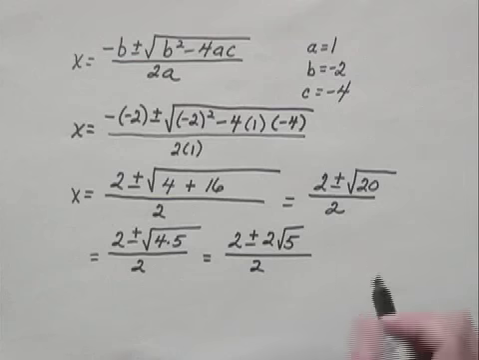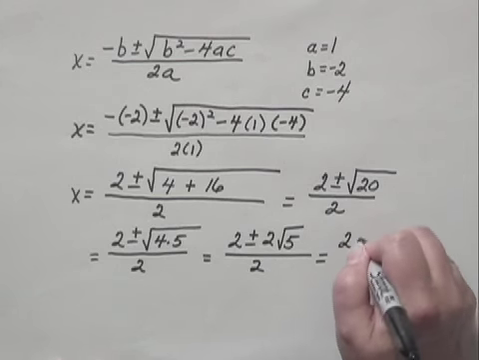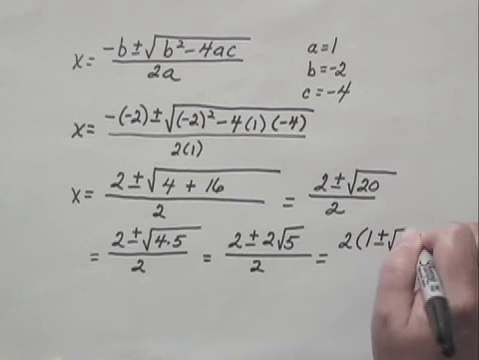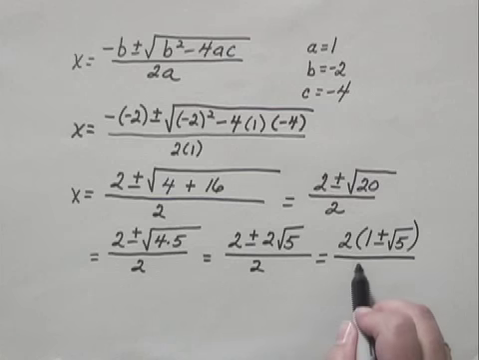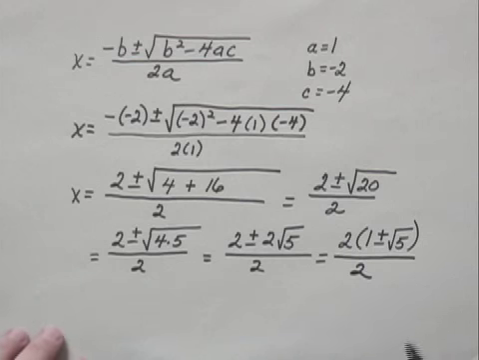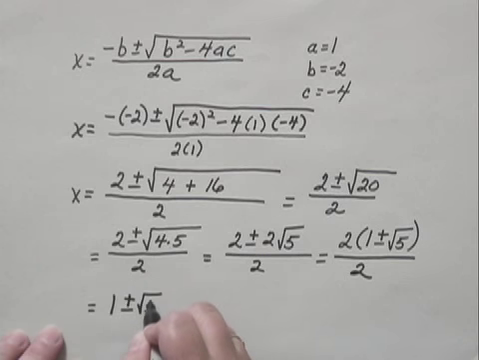Now there's a 2 in the denominator. If I can factor a 2 out of the numerator, I can simplify. It's 2 times 1 plus or minus the square root of 5 over 2. And at this point, since 2 is a factor of the numerator, I can cancel. 2 over 2 is 1. And so I have that x equals 1 plus or minus the square root of 5.